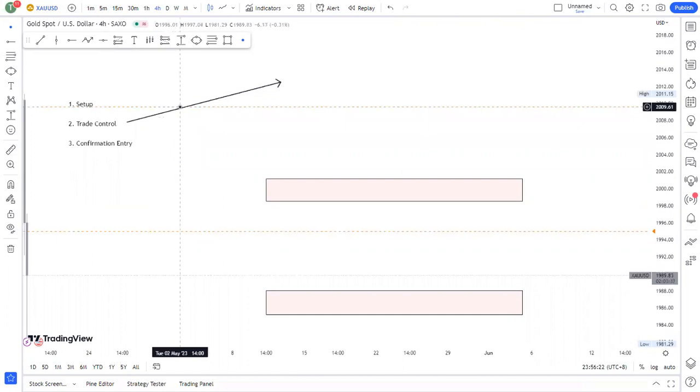Wait, give me a second. Oh my god, I still have trades that I didn't close. Yeah, let it be.